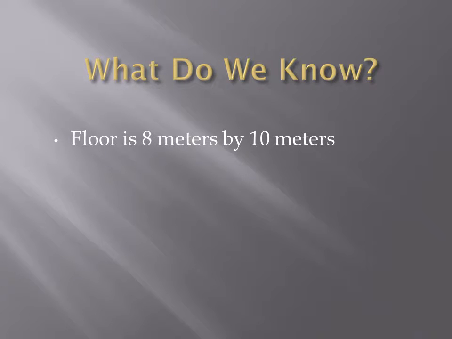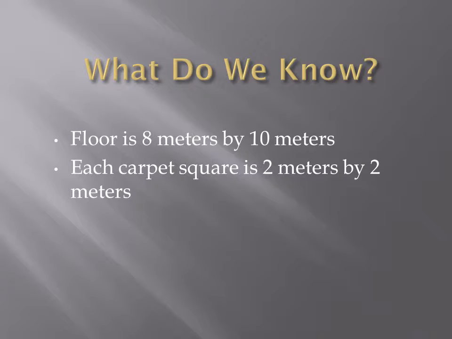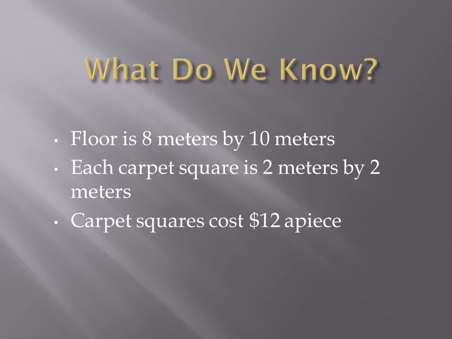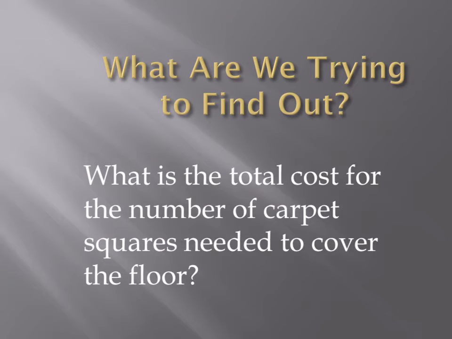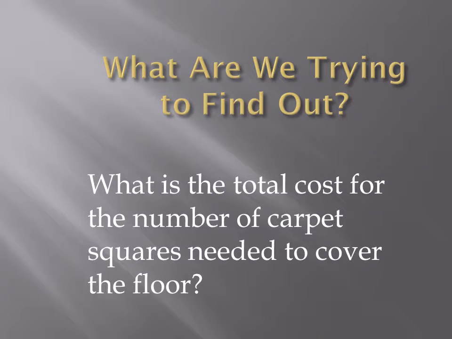Well, we know the floor is 8 meters by 10 meters. We know each carpet square is 2 meters by 2 meters, and we know the carpet squares cost $12 a piece. And what are we trying to find out? What is the total cost for the number of carpet squares needed to cover the floor?